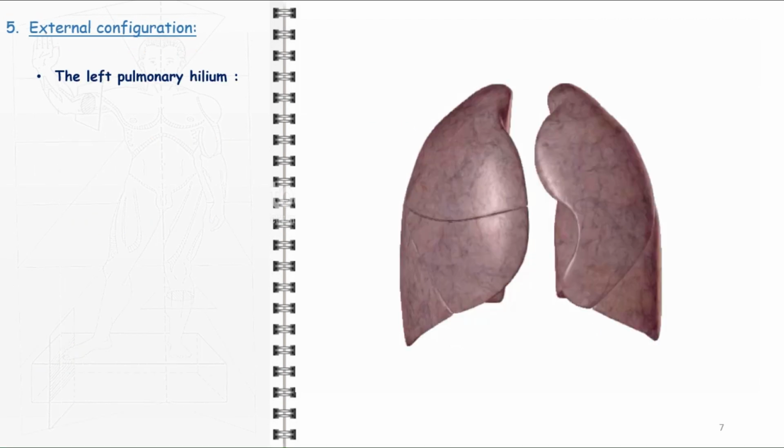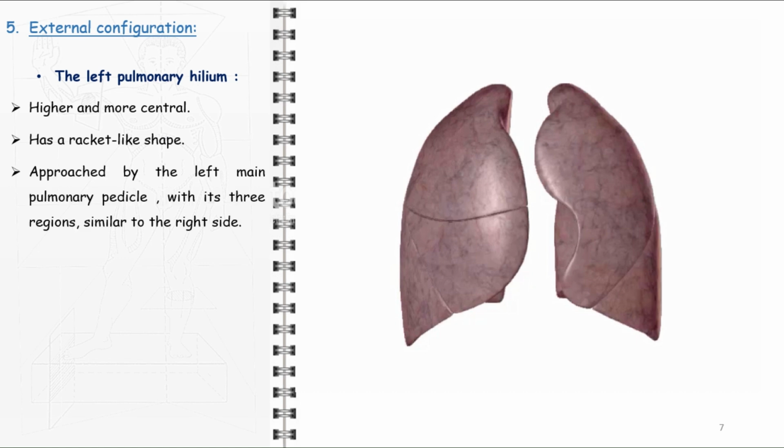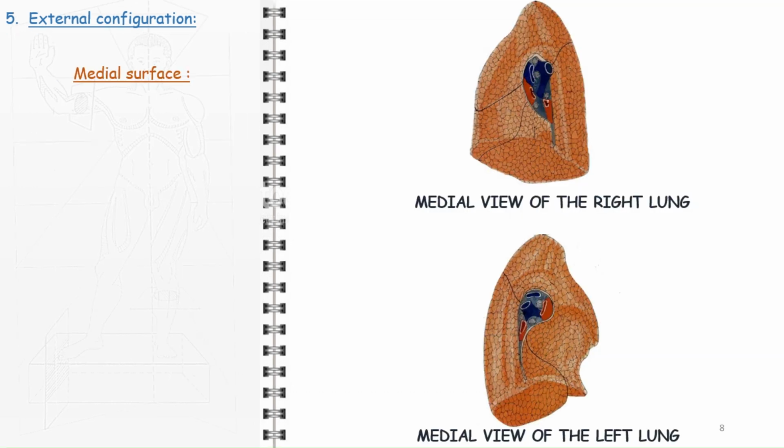The hilum of the left lung is higher and more central than the hilum of the right lung. And it has a racket-like shape. It is approached by the left main pulmonary pedicle with its three regions, anterior, posterior, and inferior, similar to the right side.